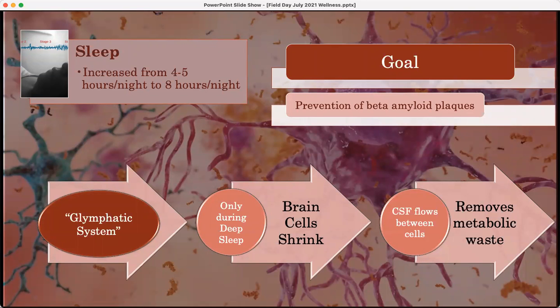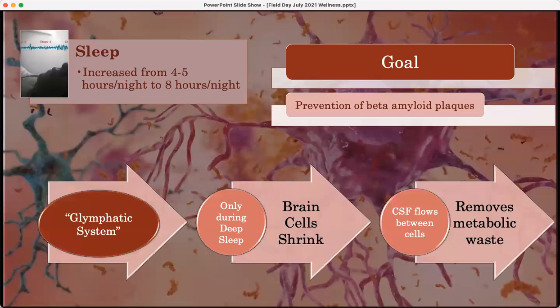Sleep is a prevention of the development of these beta amyloid plaques. The brain contains what they now call the lymphatic system, because the lymphatics within your body that clean up all the waste in your tissues are not present in the brain. It's only during sleep that your brain actually gets its cleanup of its metabolic waste through your cerebrospinal fluid.